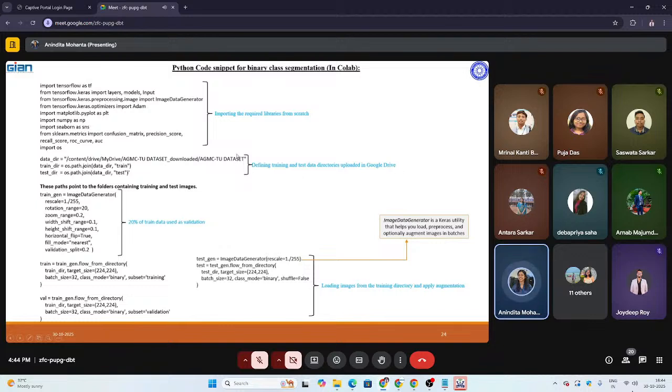These are the directories for training and testing images. We have to define these directories in Google Drive. In Colab, we have to upload the datasets in Drive, and then we have to access them. That is, the path is given from that part.